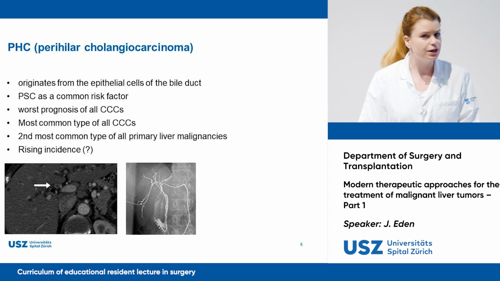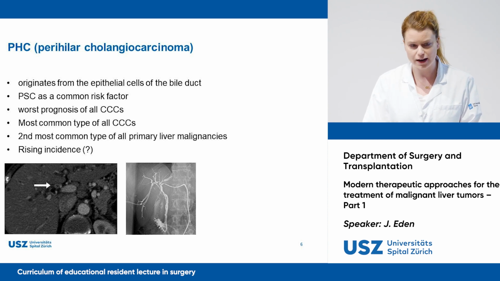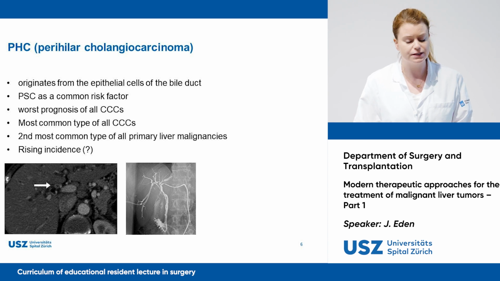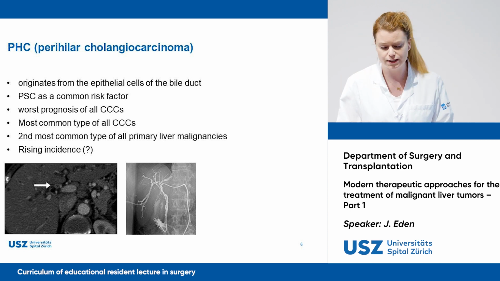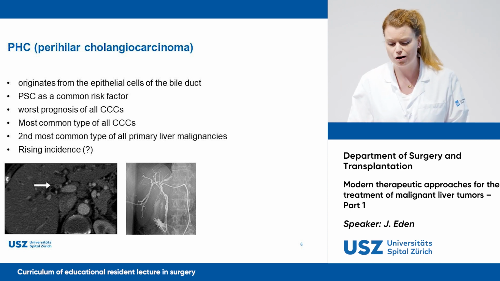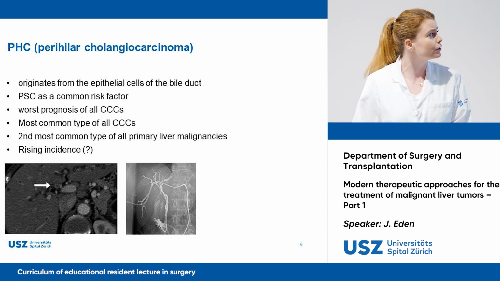As for the PHC, and most of you might know this tumor as the Klatskin tumor, it originates from the epithelial cells of the bile duct. PSC is a common risk factor. It has the worst prognosis of all CCCs, and it is the most common type of all CCCs, and it is the second most common type of all primary liver malignancies.